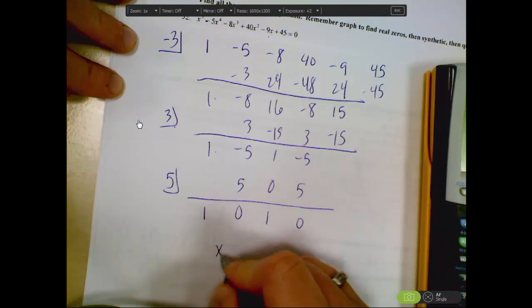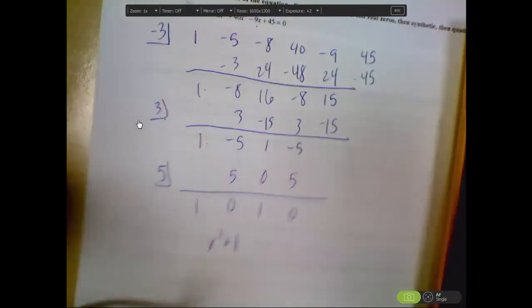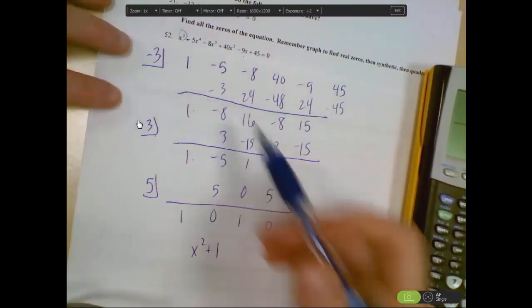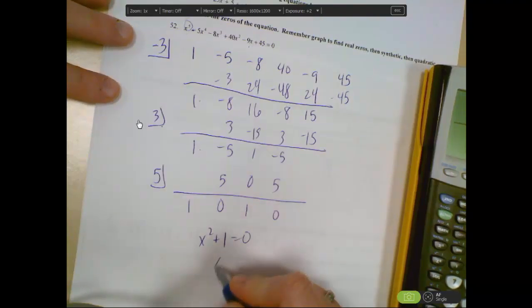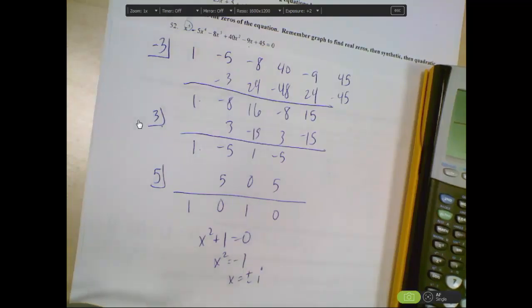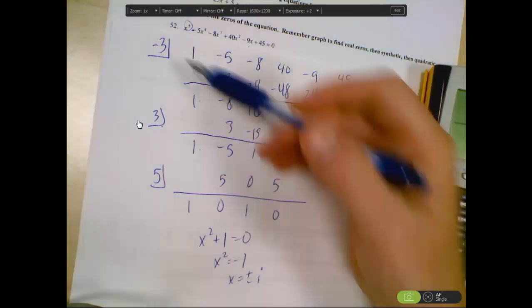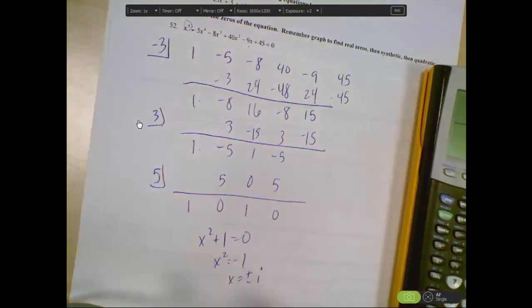So I'm left with x squared plus 1. Now I know there should be 5 zeros because I have a 5th degree polynomial. I have 3 zeros, -3, 3, and 5. I now have this quadratic left over. If I solve this, I get plus or minus i. So all the zeros of this polynomial: -3, 3, 5, and plus or minus i.